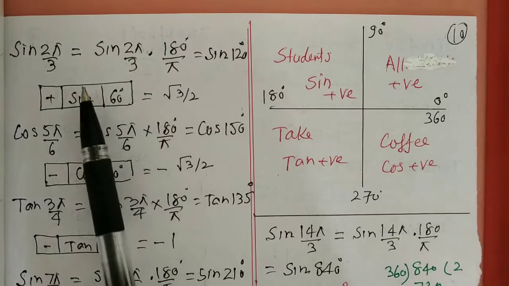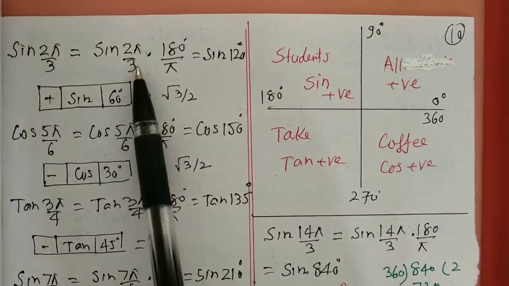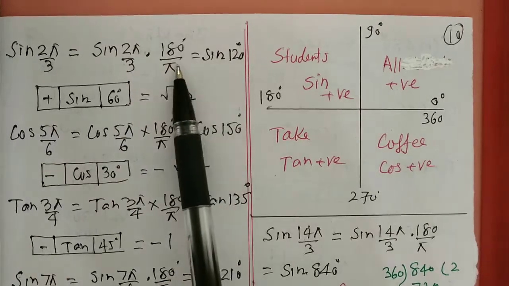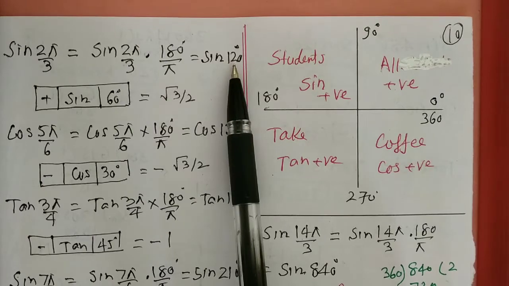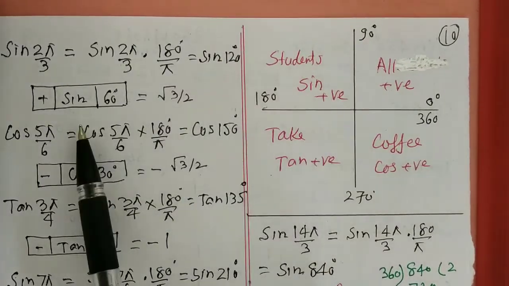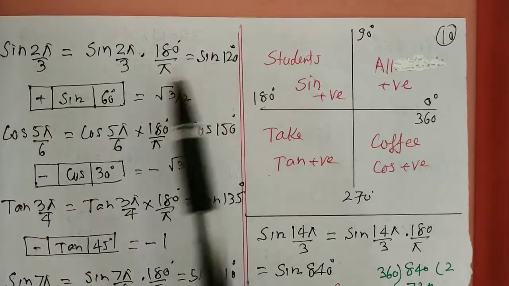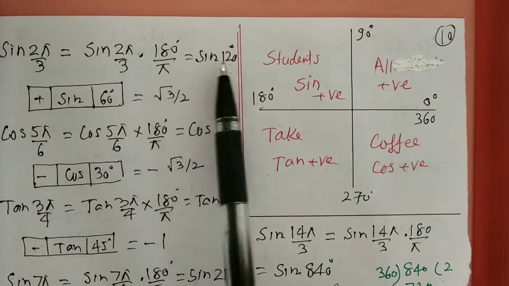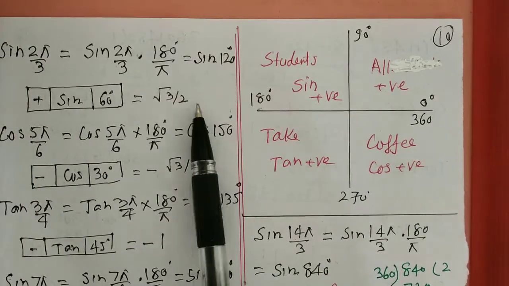The value of sine 2 pi by 3. First of all, convert 2 pi by 3 to degrees. Multiply by 180 by pi and it becomes 120 degrees. After that, 120 degrees lies in the second quadrant. So make 3 boxes. Sine is positive, so put positive. Sine remains sine. 120 is deviated from 180, it becomes 60. So the answer is root 3 by 2.